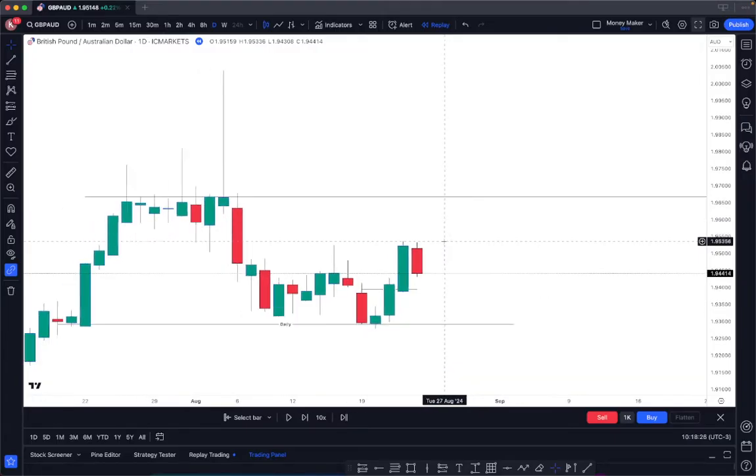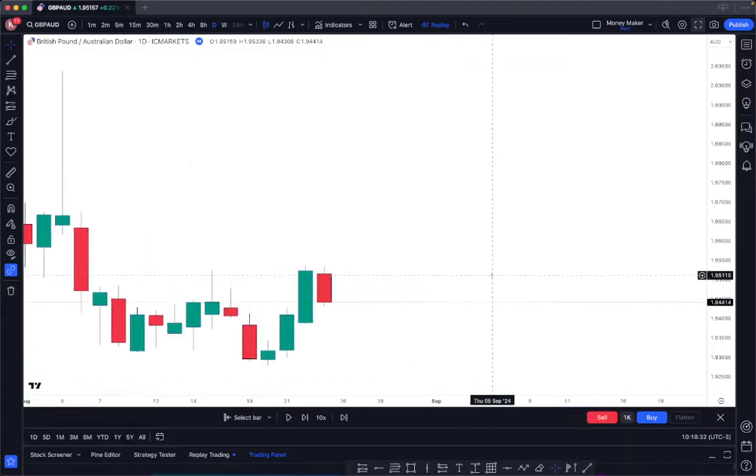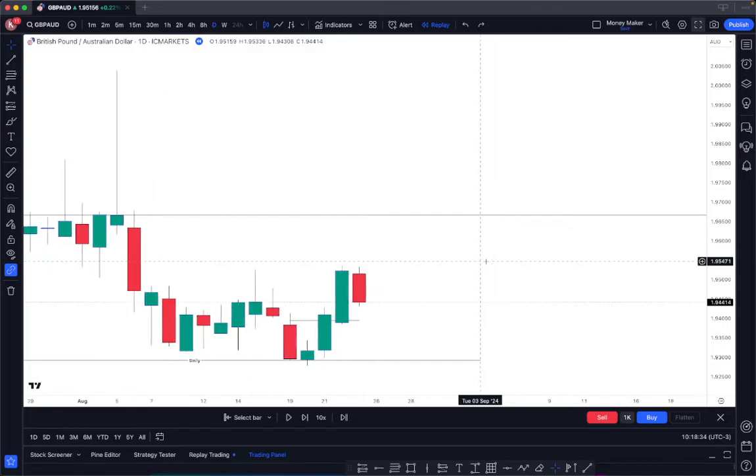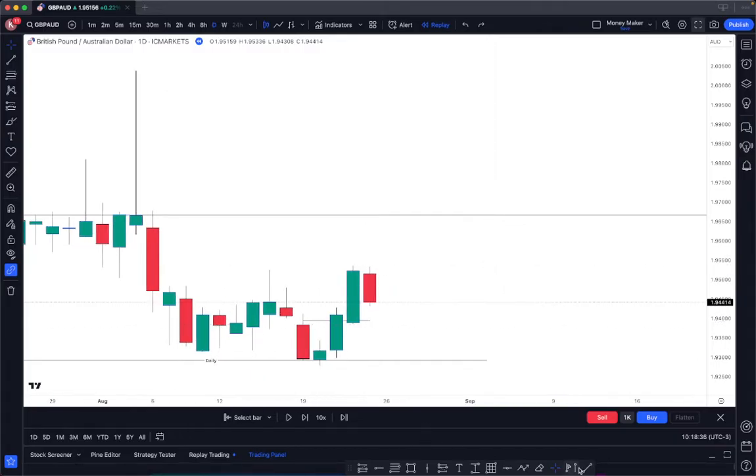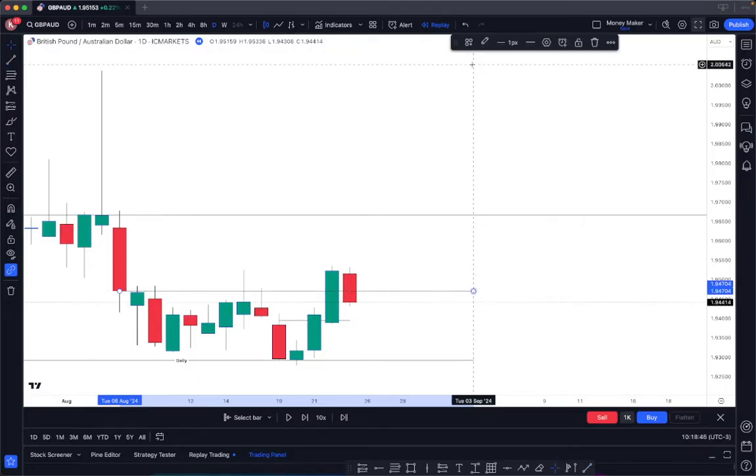Right. So at the end of this Friday, on Monday, let's see what happened. So I cleared all my chat. Shouldn't do that. Let's see. So we have this, and we have this level here, which is a daily support level, right?